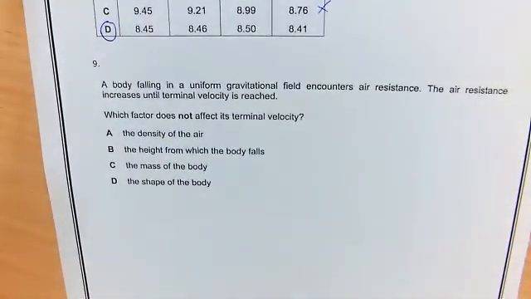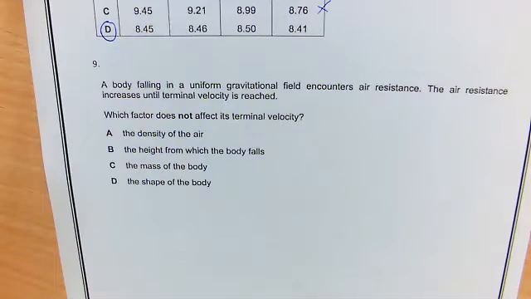A body falling in a uniform gravitational field encounters air resistance. The air resistance increases until terminal velocity is reached. Which factor does not affect terminal velocity? Remember, the terminal velocity is the point at which the weight of the object is balanced by its air resistance.